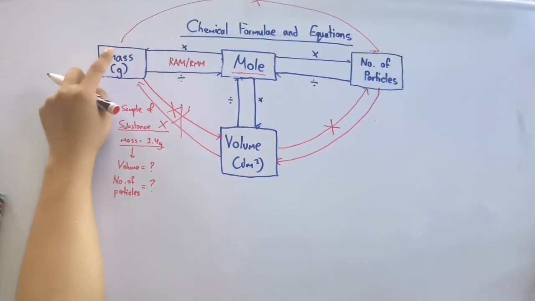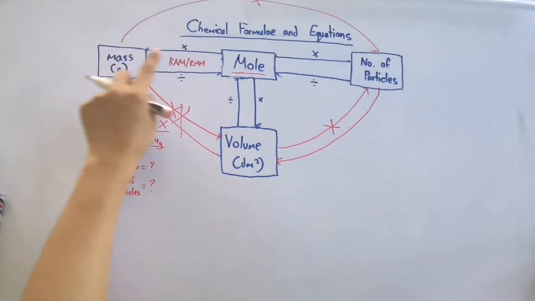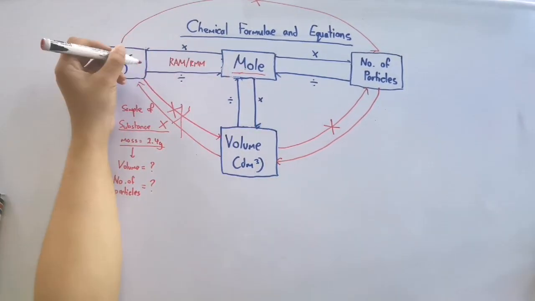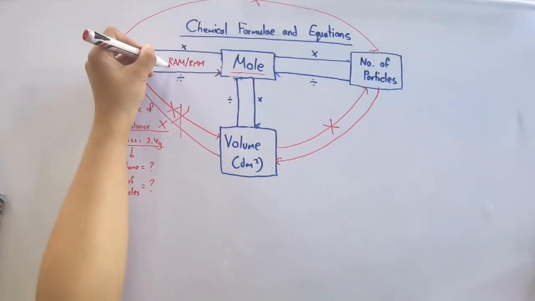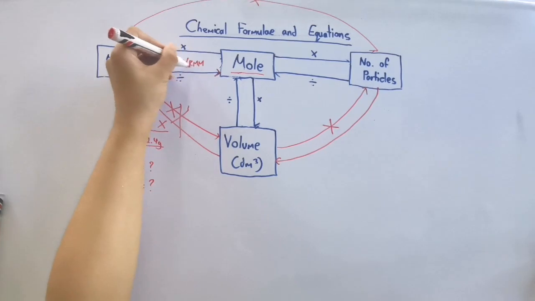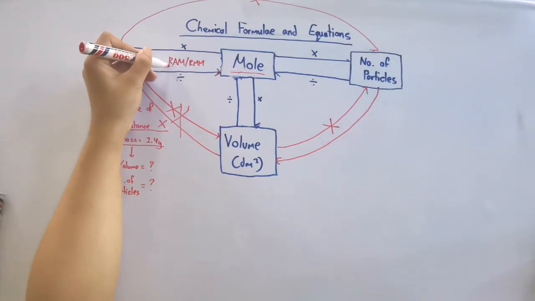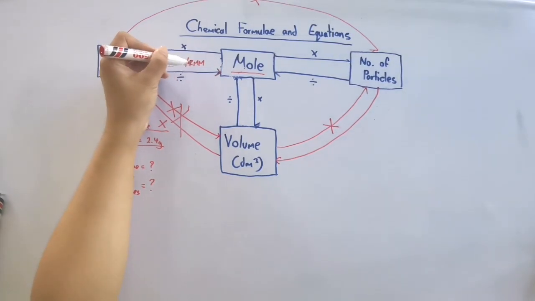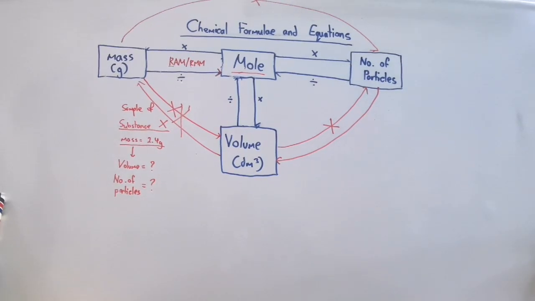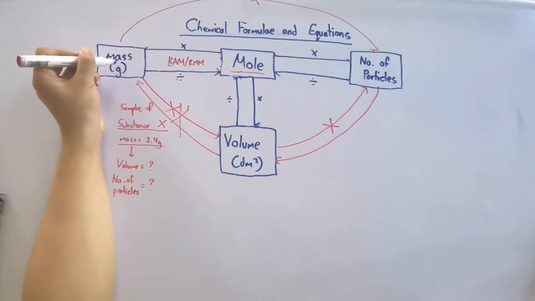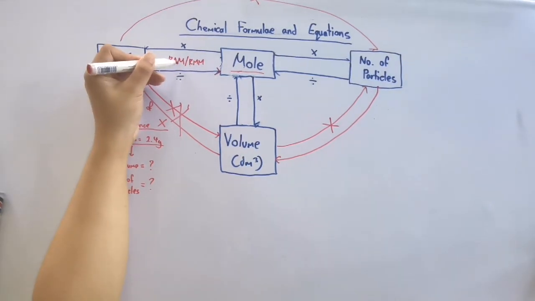So to keep it simple, if I have the mass of a substance and I want to convert it to mole, I must divide it with the RAM or RMM of the substance. RAM stands for relative atomic mass. RMM stands for relative molecular mass. We'll talk about those two later. All right. So I've put here an arrow. Mass, to convert to mole, you have to divide by the relative atomic mass.